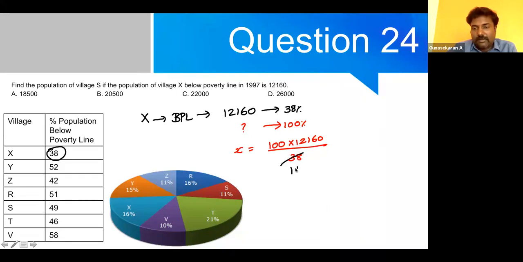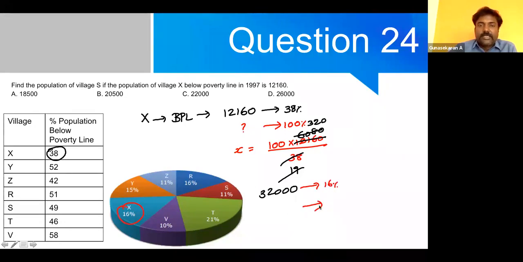Cancel. 19, 6080. Cancel. 3, 3820. So 32,000. This is village X population. Village X population is 16%. Now they are asking village S population. 11%. Yes, 22,000.